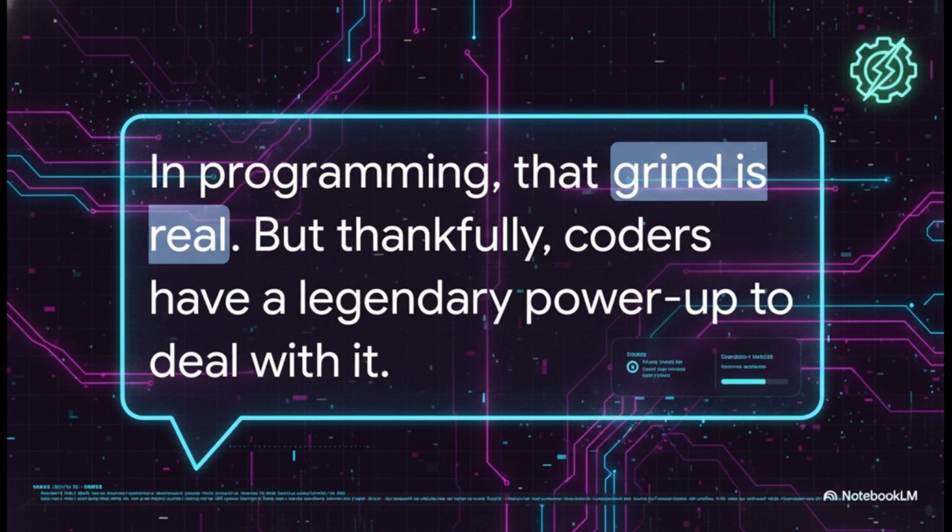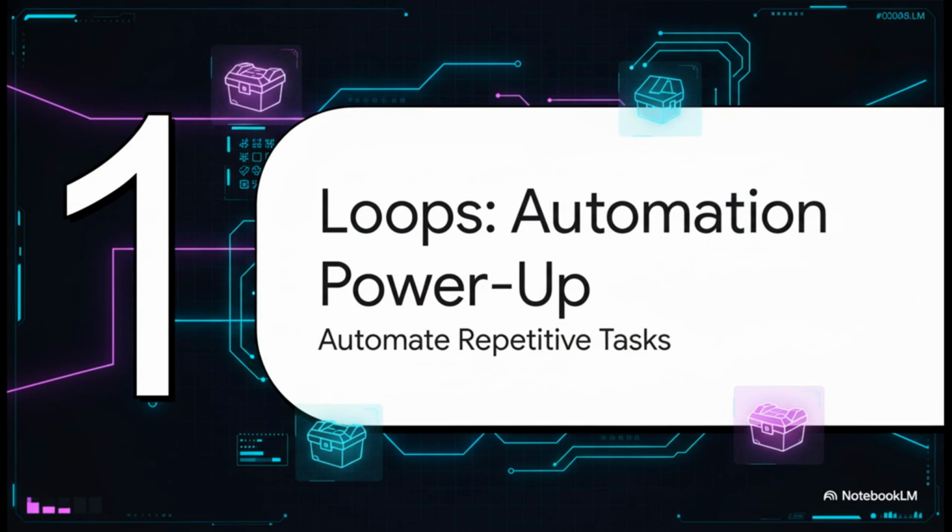But here's the crazy part. In programming, that exact kind of grind is totally real. But thankfully, coders have a legendary power-up to deal with it. And that power-up? It's called a loop. This is your secret weapon, your ultimate ability for automating all those tedious, repetitive quests in your code. It lets you focus on the real boss battles.